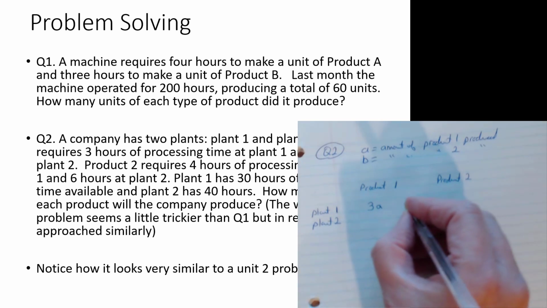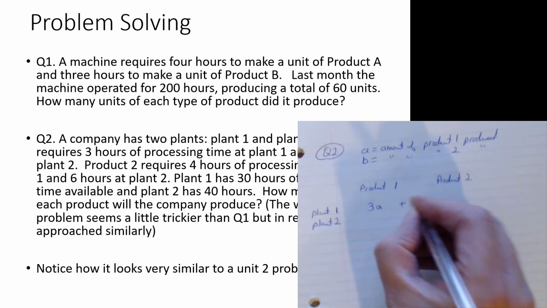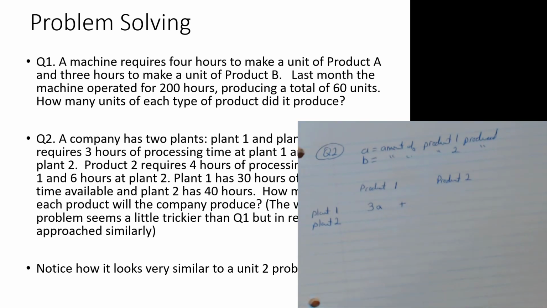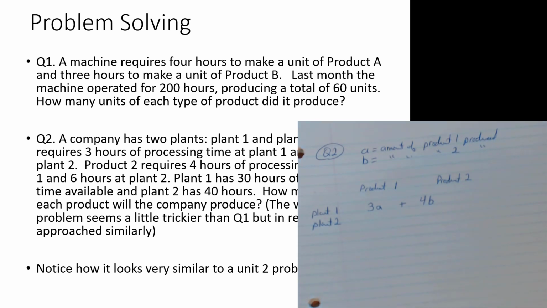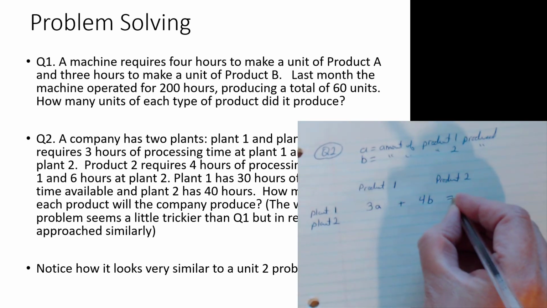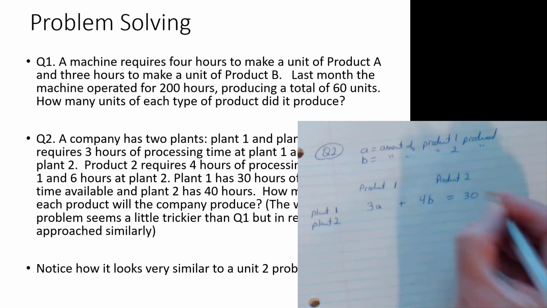Now plant number 1 also, another word for plus, is used by product number 2. I look at product number 2 and it says it requires 4 hours of processing time at plant number 1. So 4 hours times the amount of product 2 that's produced gives me the total amount of plant 1 time that the product 2 line consumes. And the amount available is 30 hours.